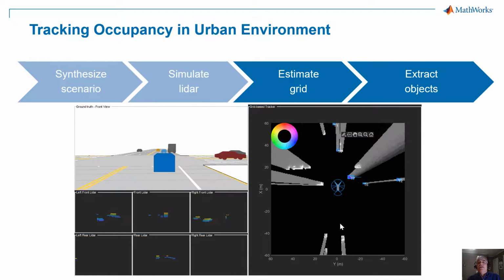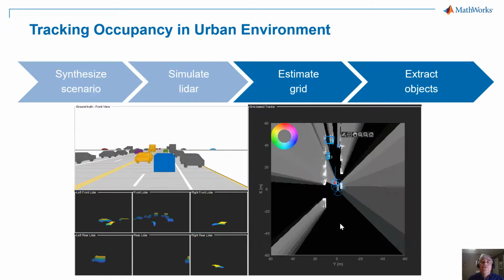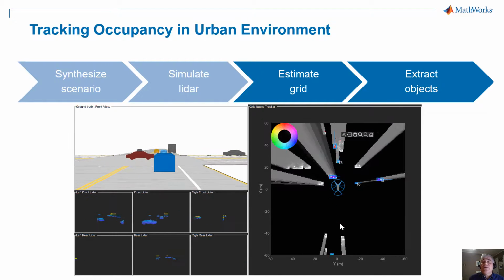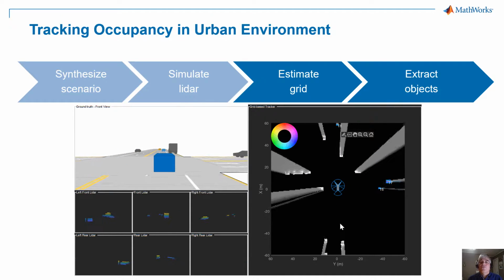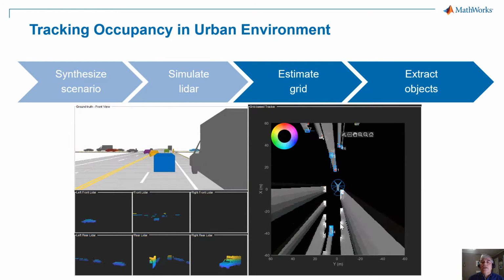On the display map, occupied cells are shown in white. Unoccupied cells are in black, and gray represents unknown occupancy. The color wheel shows the speed and direction of motion for occupied cells that move. We track labels of the objects by associating dynamic grid cells with tracks.